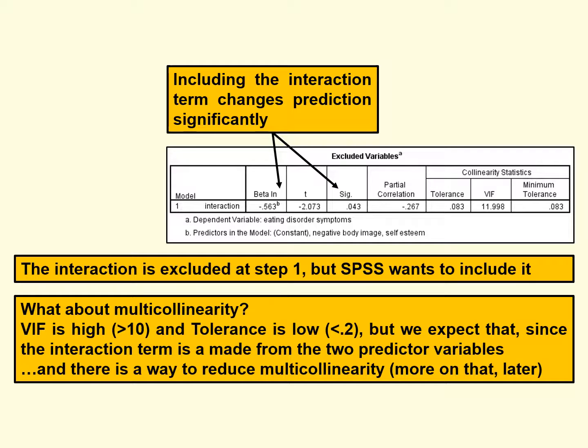Well, what about multicollinearity? You might notice here that the variance inflation factor is pretty high and the tolerance is pretty low, and that's bad. But we actually would expect this, since the interaction term is literally made from those two predictor variables, so it's going to be correlated with them. A high correlation between an interaction term and the predictors that make it isn't necessarily a problem, and there's a way to reduce that multicollinearity, which I'll talk about in a future lecture.